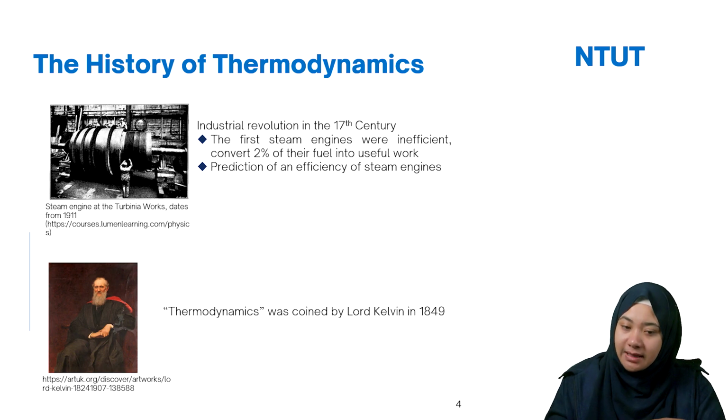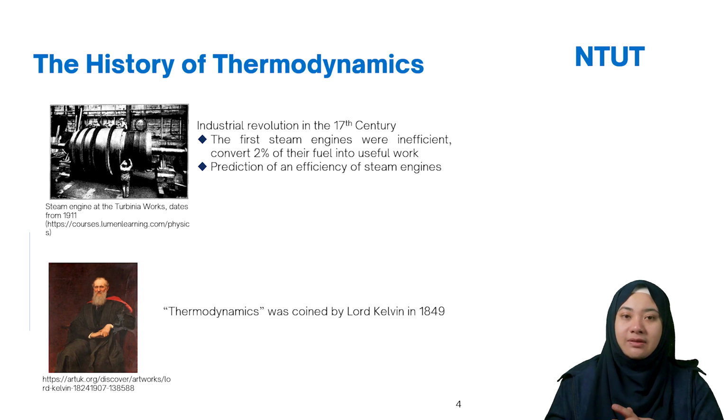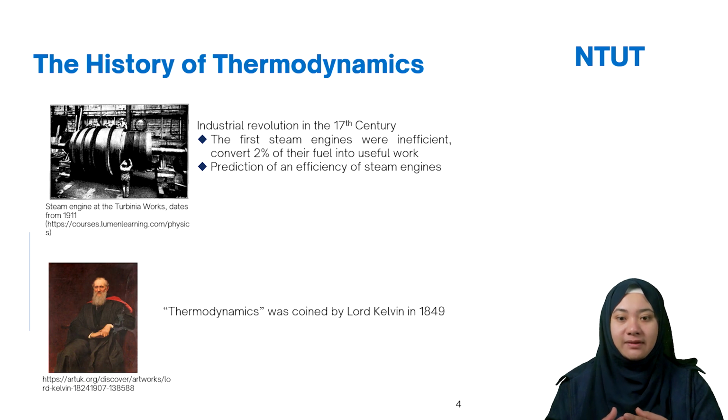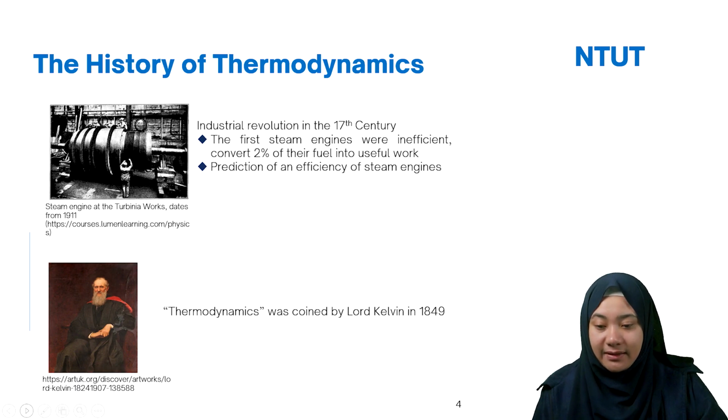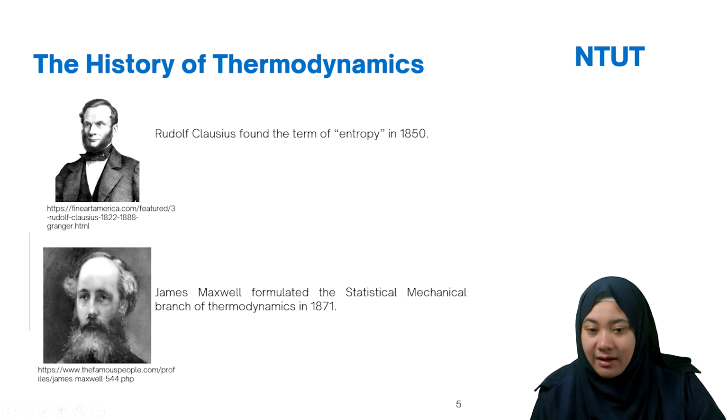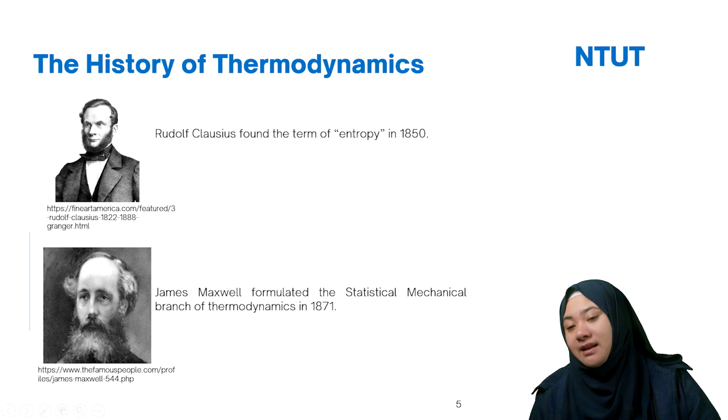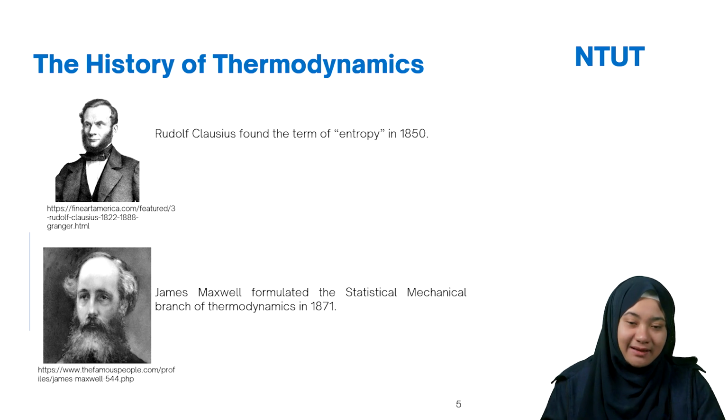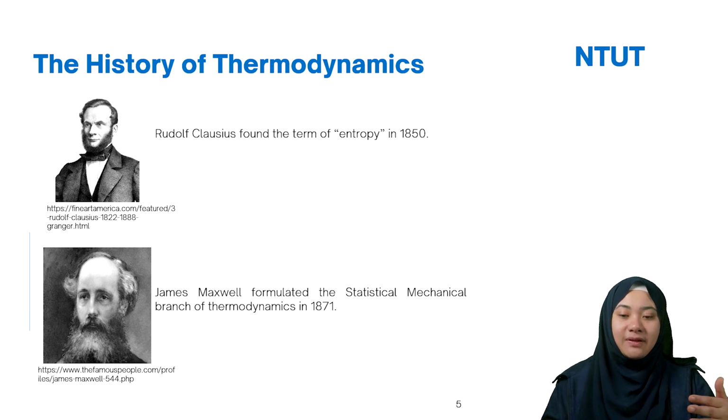Then in 1849, thermodynamics was coined by Lord Kelvin. I believe all of you know Kelvin, which we always use as the unit for temperature, especially in thermodynamics. So he defined thermodynamics at that time, in 1849. Then Clausius found entropy in 1850. So you can see the gap, from the 17th century to 1850, before we found entropy.